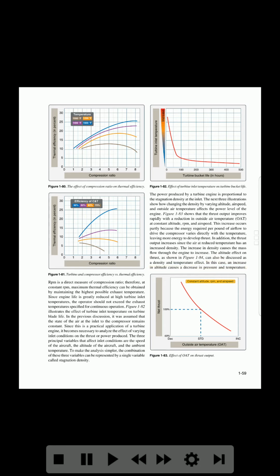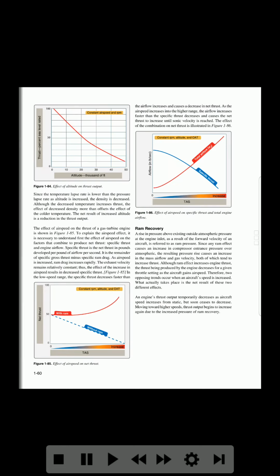Constant altitude, RPM, and airspeed. Net thrust, 100%, 60%. Standard day. Outside air temperature, OAT. Figure 1-83. Effect of OAT on thrust output. Constant RPM, altitude, and OAT. Constant airspeed and RPM. Thrust, percent sea level rated. Altitude, 1000 feet. Figure 1-84. Effect of altitude on thrust output.